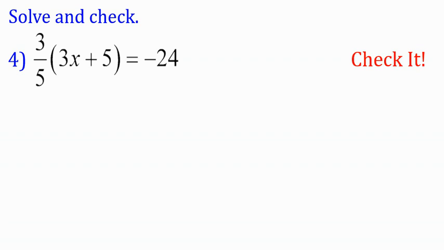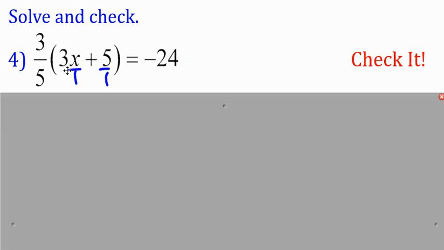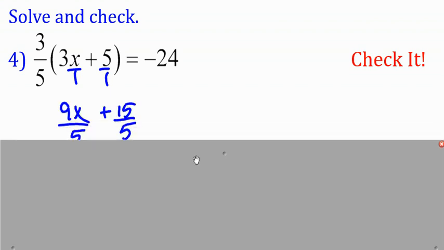All right, here's another equation for us. We have 3/5 times the quantity 3x plus 5 equals -24. So we have to take 3/5 of each part of that quantity. So if we want to think about multiplying fractions, we can put each of those terms over 1 again and multiply across. We'd have 3 times 3x, which would be 9x, over 5 times 1, which is 5. Also 3 times 5, which would be 15, over 5 times 1, which is 5. And that equals -24.